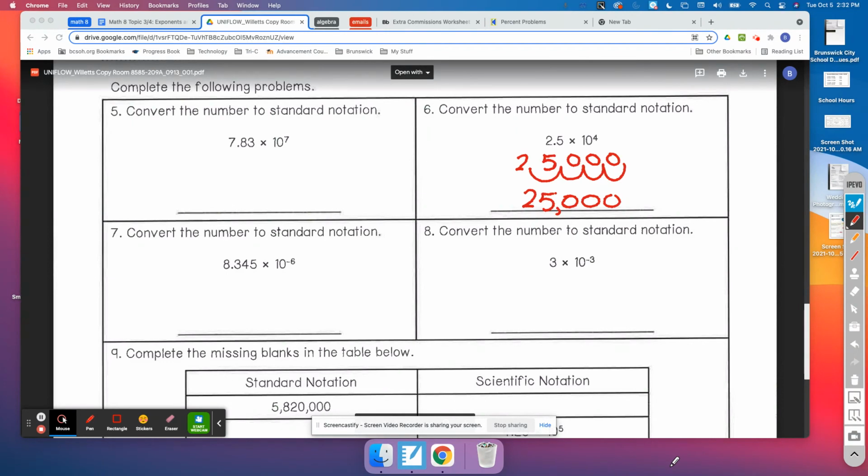And then lastly, we'll look at number 8. So we've got 3. Remember, this is 3.0, if you want to think of it like that, to the negative third. So we have to move it 3 times, and it's negative, so we move it to the left. So 1, 2, 3, put the decimal point, fill in the zeros. So our answer is 0.003.